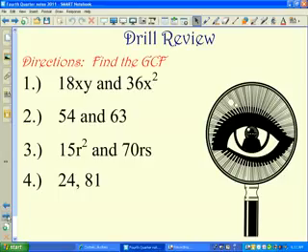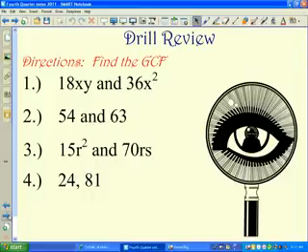So first things first, we have a drill. While I was collecting the homework, I just gave time for them to get the drill. And I want you to basically find the GCF. So last class we talked about factors, and we also talked about finding the GCF, which is short for greatest common factor. So we have for number 1, 18xy and 36x squared.